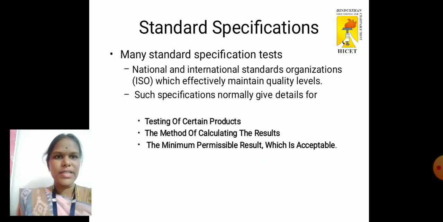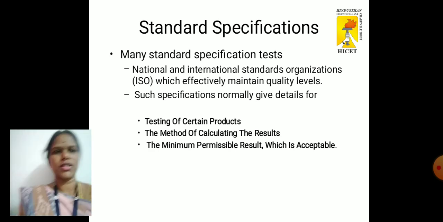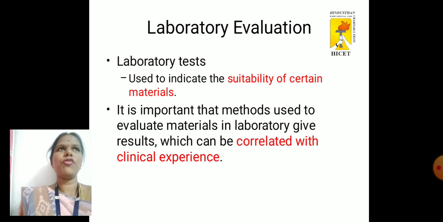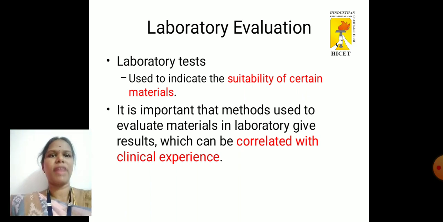For the standard specification, you have to test certain products, and you have methods to follow for calculating the results, where you accept the minimum result that gives the maximum result. So the ISO effectively maintains the quality levels, and the national and international standard organizations provide the standards for the materials. And next, after the ISO recognition, it moves on to the laboratory evaluations.